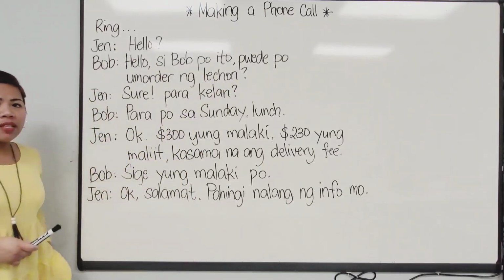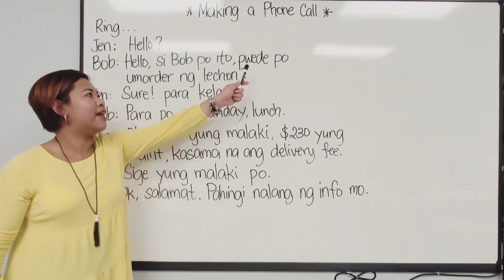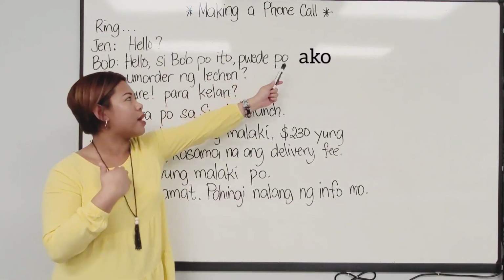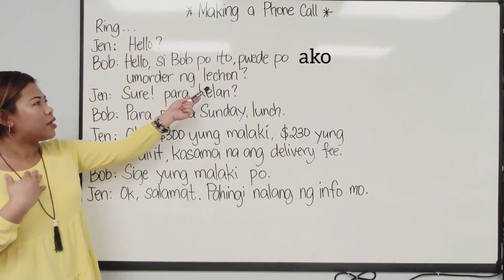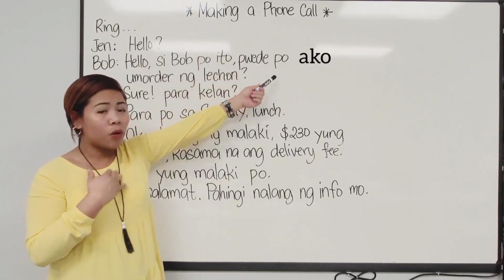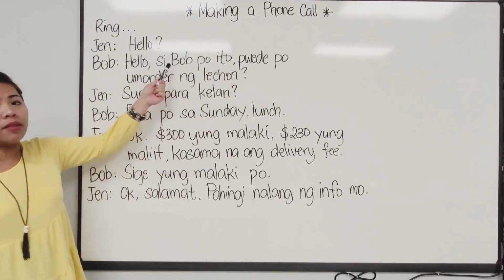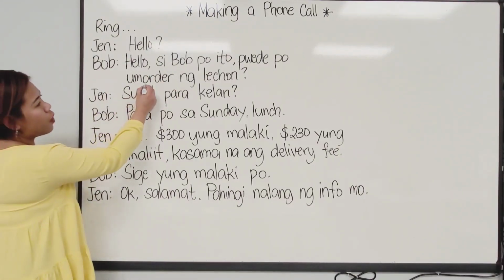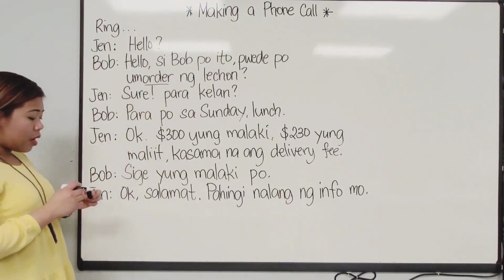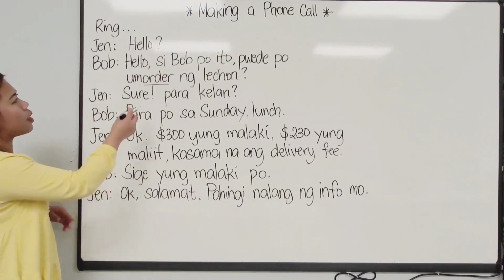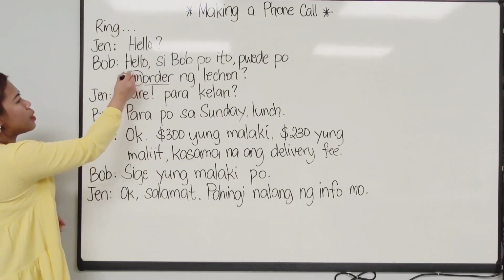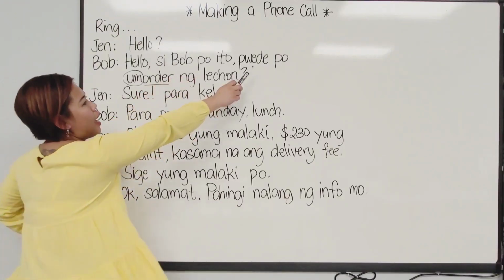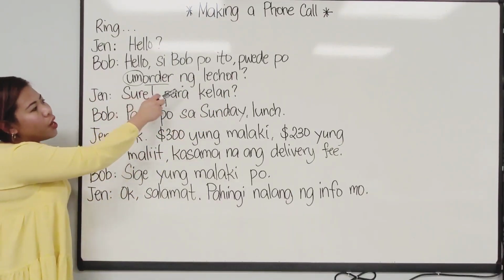Pwede po umorder ng lechon. In the previous lesson, we discussed pwede. Pwede means can. Can I? You can also say, pwede po ako. Ako is I. Pwede po ako umorder ng lechon, but then you can also omit the ako there because anyway, it says here that the one talking is Bob. Again, this verb here, umorder, is in English supposed to be order, and then we put a prefix here to become a Filipino verb. So he said, can I order lechon?